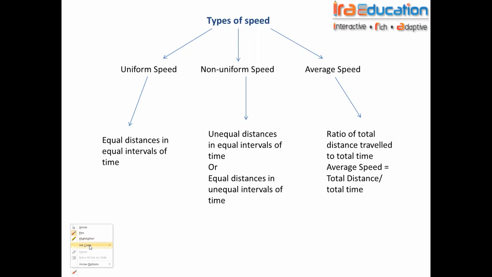So whenever you say constant speed, when can constant speed happen? Tell me. Yes, when can constant speed happen? When equal distance is covered in equal intervals of time. See, think about the graph.